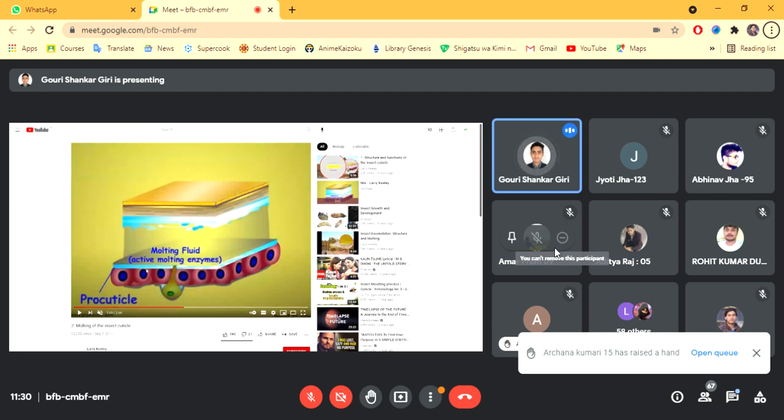After that, in general, in the process of molting only the exocuticle and epicuticle are removed. However, the endocuticle is absorbed by the epidermis, or you can say by the molting fluid. In body functions I have taught you the function of epidermis: absorption of endocuticle. Molting fluid absorbs the endocuticle. Endocuticle is not removed; only exocuticle and epicuticle are removed during the process of molting.